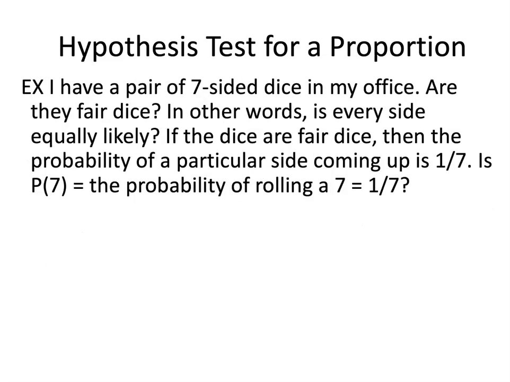true. For example, I have a pair of 7-sided dice in my office. Are they fair dice? In other words, is every side equally likely? If the dice are fair dice, then the probability of a particular side coming up is 1/7. Here's the question. Is the probability of rolling a 7 really equal to 1/7?